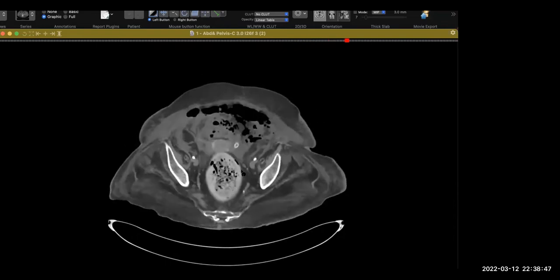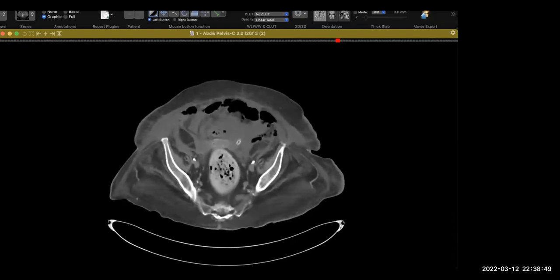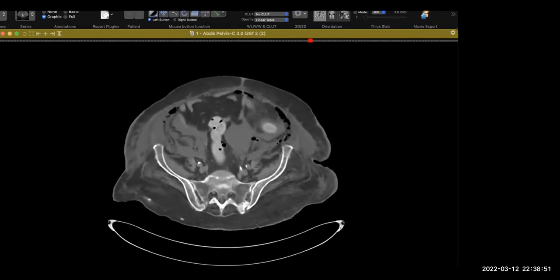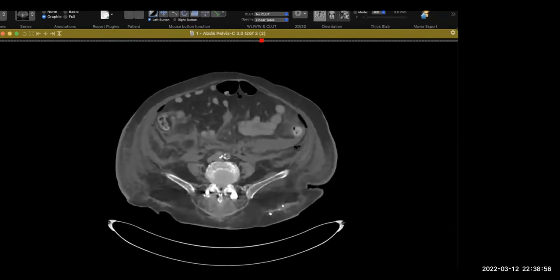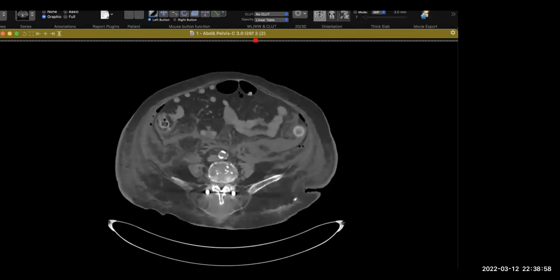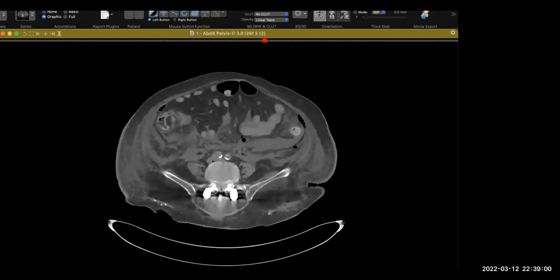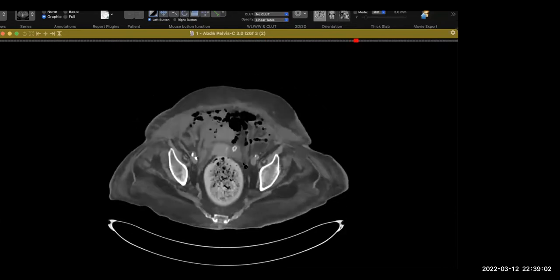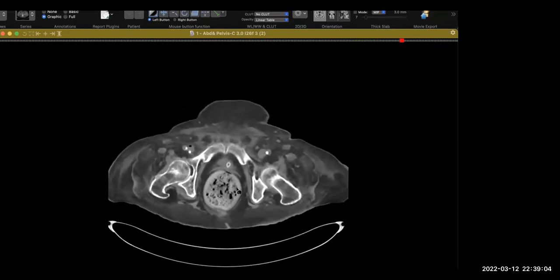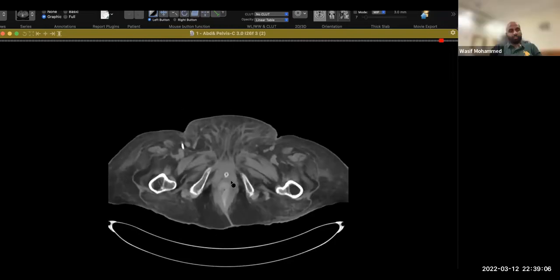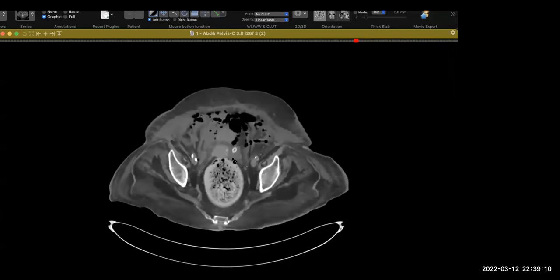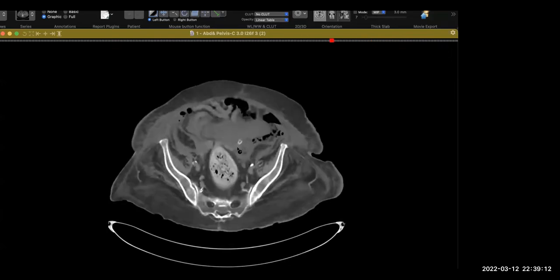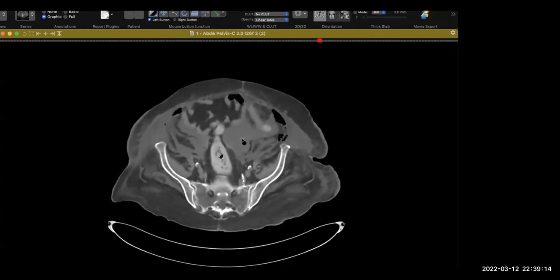So I'm also looking at the sigmoid colon. I'm just tracing the sigmoid colon. What were you tracing before the sigmoid colon? Previously, I was looking at the urinary bladder. So this is the catheter, and this is the Foley's bulb, and then I'm losing it.